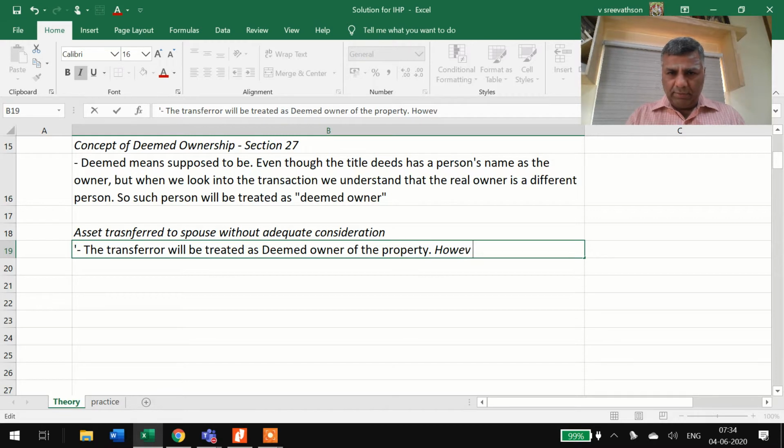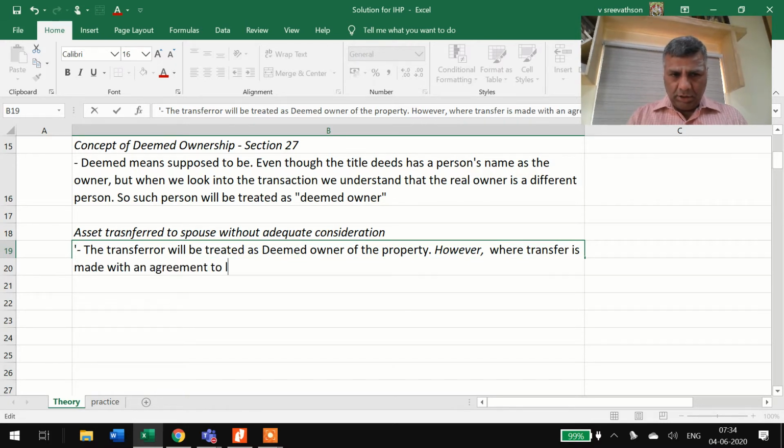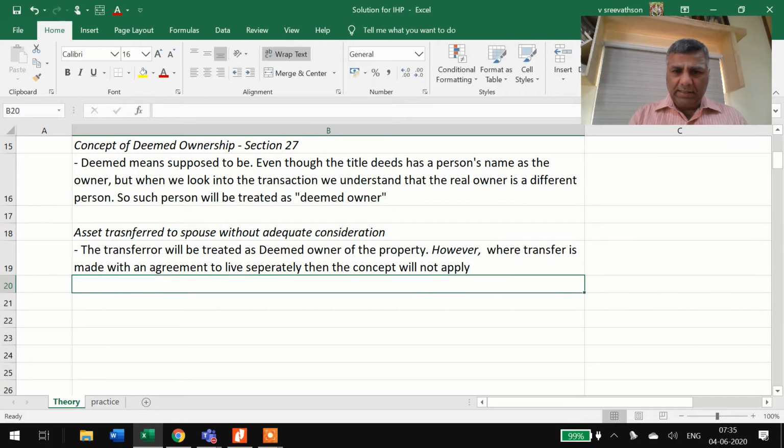However, there is an exception. Where the transfer is made with an agreement to live separately, the concept will not apply. That is, the transfer is made due to divorce. Living separately means divorce. If the transfer is made due to divorce, this concept will not apply.